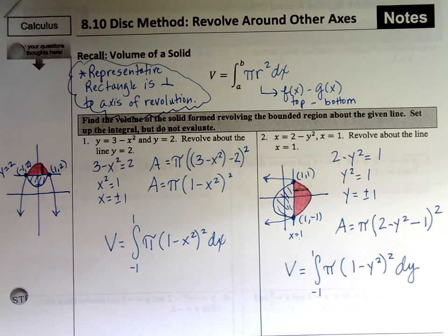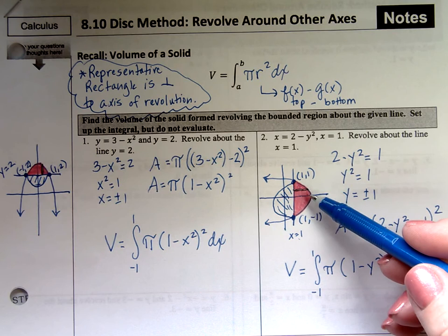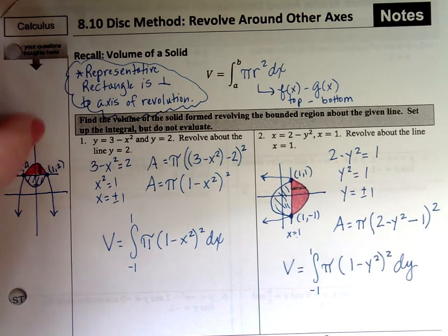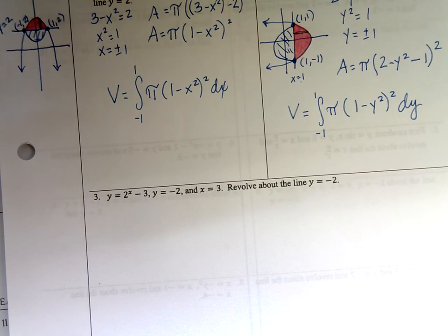Again, I really, really, really believe that these representative rectangles set it up perfectly for you. It's just a top minus bottom or a right minus left, and it makes the problem so much easier than some of the things that he was showing you on the video. All right, last one that's in on the examples.